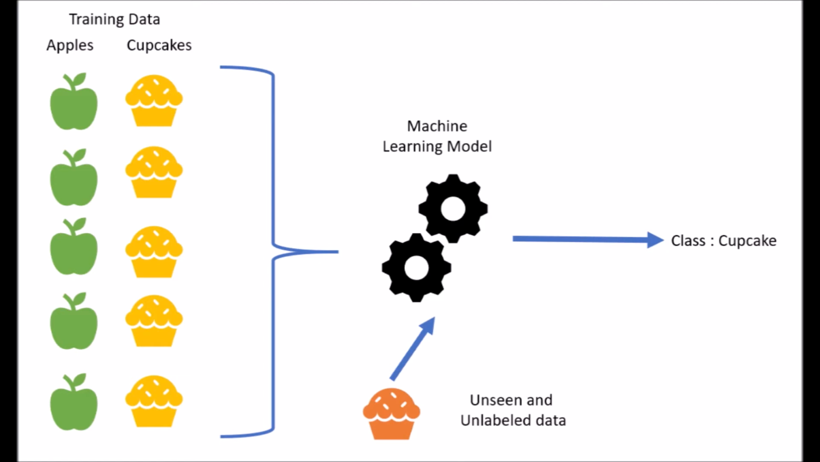And finally, when we show a different image of an apple or a cupcake to the trained model, or the statistical model that has been developed after the machine learns, then the machine will be in a position to identify whether the given image is of an apple or a cupcake. So this is how supervised learning works.